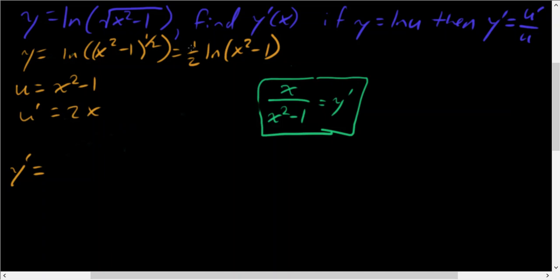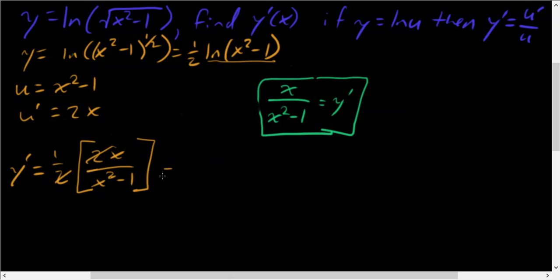Okay, so I've got 1/2 times the derivative of this thing. So 1/2 times the derivative of u prime over u. So here's u prime, here's u. So you've got 2x over x squared minus 1. Notice the 2's can reduce, and we get x over x squared minus 1.